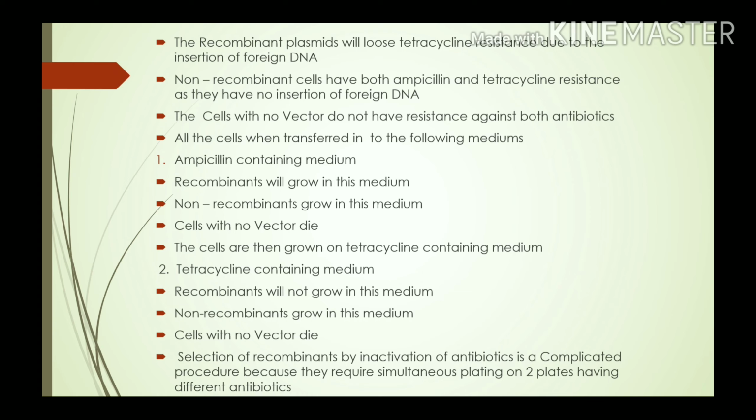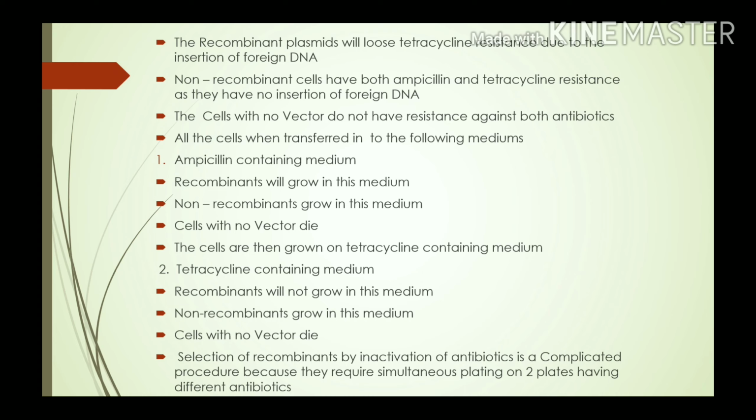Non-recombinant cells have both ampicillin and tetracycline resistance, as they have no insertion of foreign DNA. So the cells which took up only vector sequences, as they have no target DNA insert, will have both ampicillin and tetracycline resistance. Then the cells with no vector, the cells which did not take up any vector, will have no resistance against the antibiotic. And the next one is all the cells. So all these three types of cells are transferred to the following media, nothing but ampicillin medium and tetracycline medium.